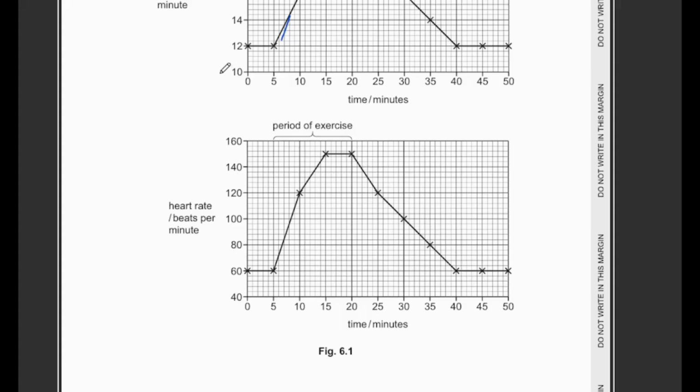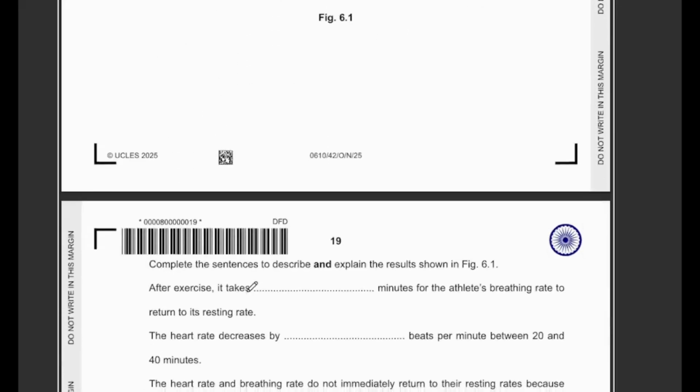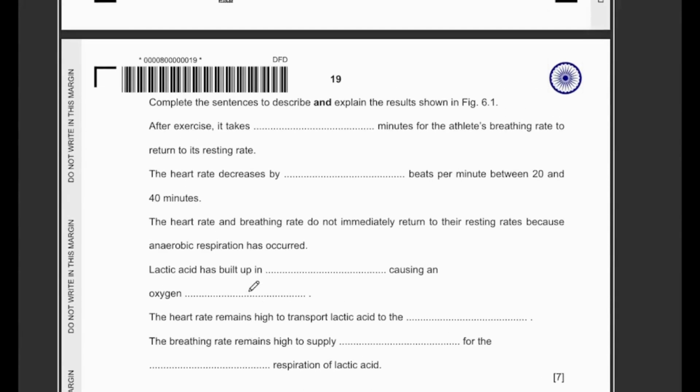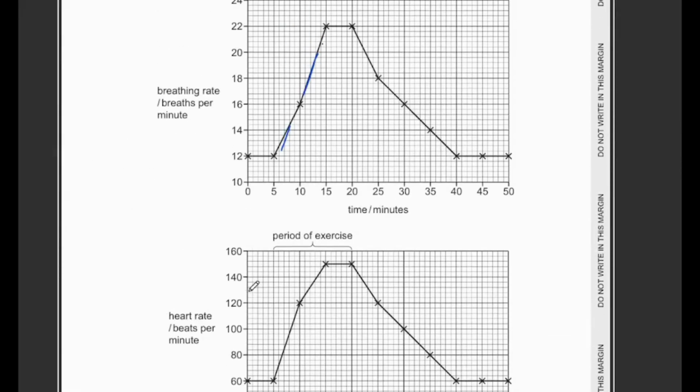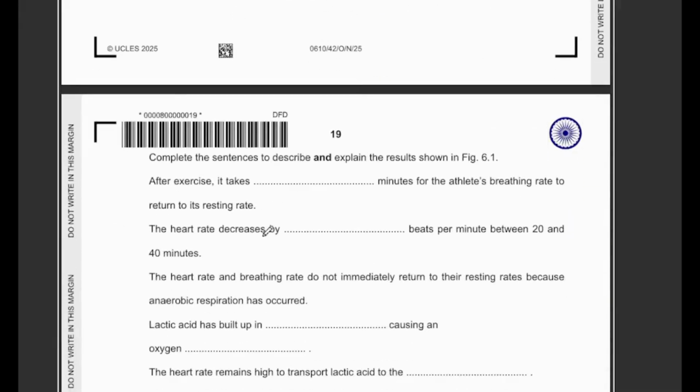Okay, so here the breathing rate is 12 and here it is 16. So what is this now? Complete the sentence to describe and explain the result shown in figure 6.1. After exercise, it takes dash minutes for the athlete's breathing rate to return to its resting rate. They are talking about resting breathing. It takes how much to become normal? It takes 20 there to become the normal breathing rate, 22. Okay, after exercise it takes 20 minutes.